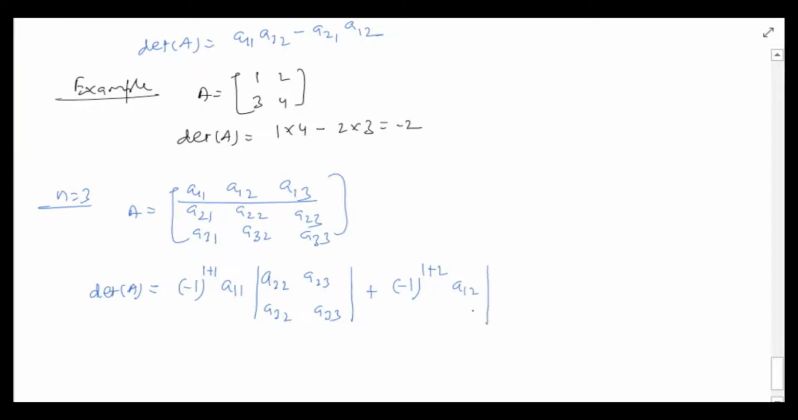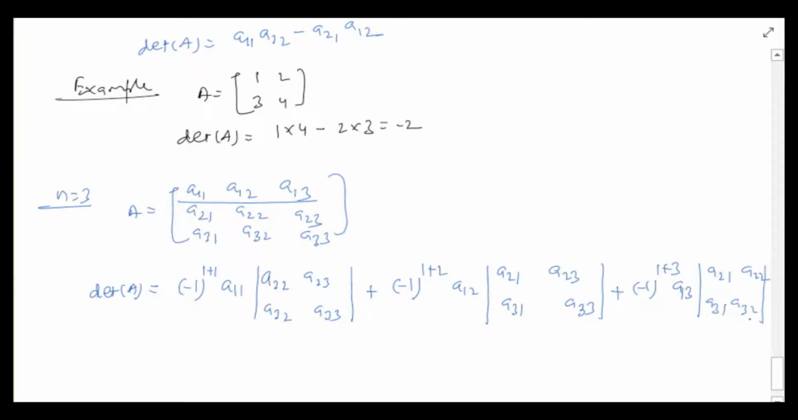A12. I'll again ignore the row and column corresponding to this entry, that is, I'll ignore the first row and the second column, and will consider the determinant of the remaining submatrix, which now becomes A21, A23, A31 and A33. Finally, I'll go to the third entry in this row, and I will now have 1 plus 3, A13 times determinant of the submatrix A21, A22, A31, A32.